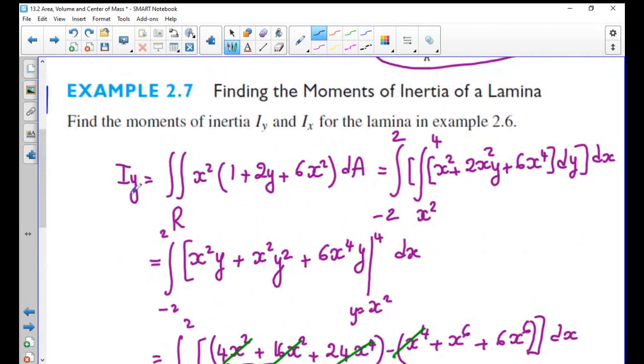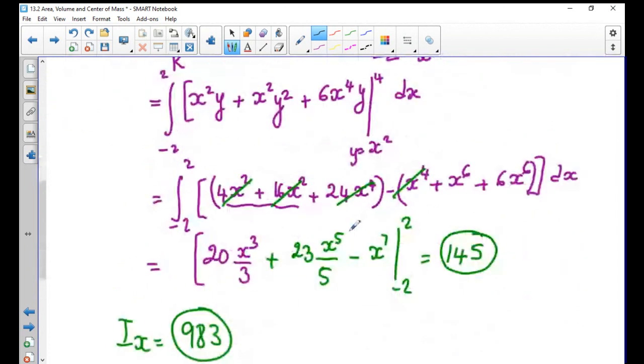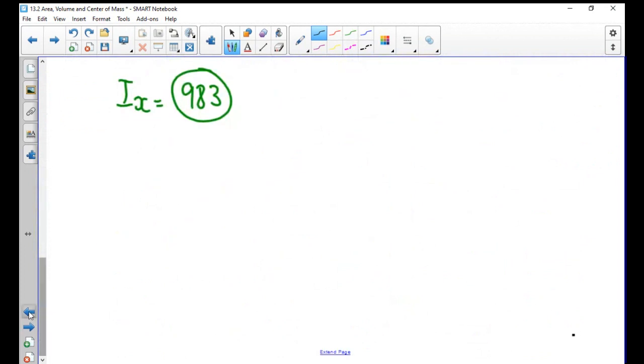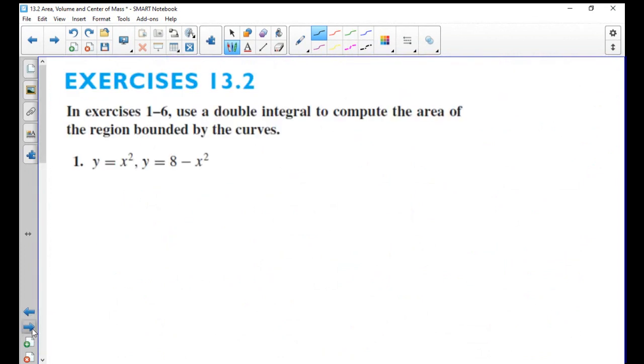IX will be the same, but here instead of x squared, you use y squared. That's it. And then you just multiply. The boundaries are exactly the same. These don't change. So you calculate this. Okay, that's basically what there is in this section.